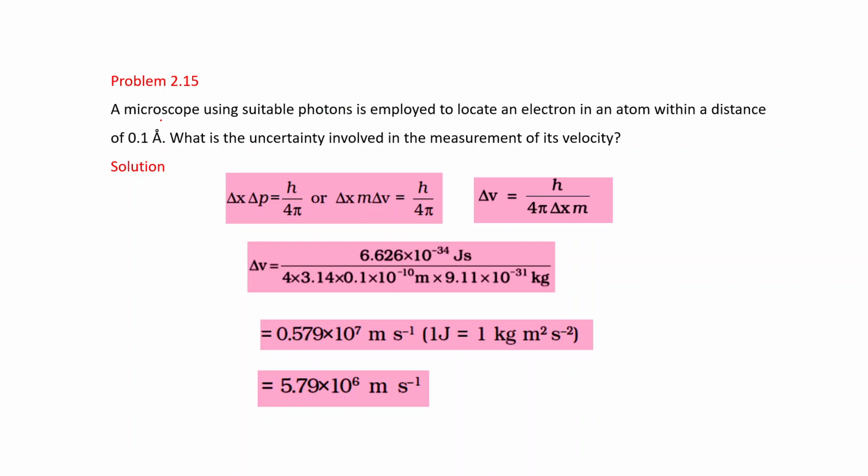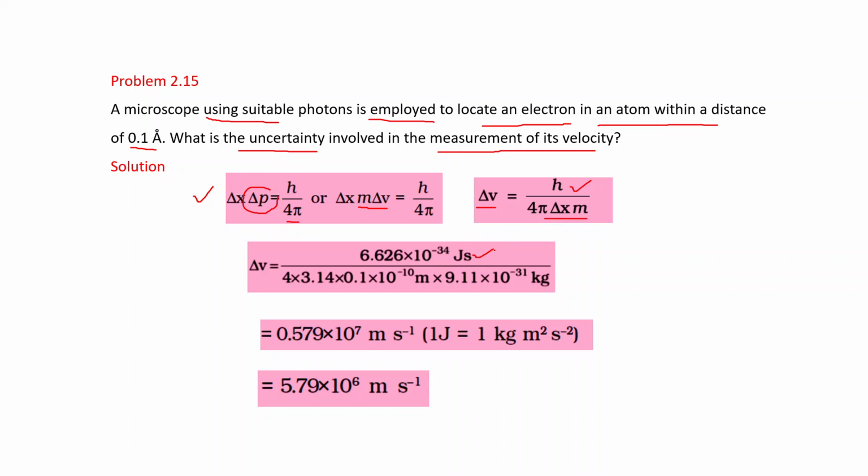See one more question. A microscope using suitable photon is employed to locate an electron in an atom within a distance of 0.1 angstrom. What is the uncertainty involved in the measurement of its velocity? First, we use the mathematical expression for the Heisenberg uncertainty principle: delta x multiplied by delta p is equal to h by 4 pi, and this delta p is replaced by m delta v. Then from this we can find delta v is equal to h by 4 pi delta x m.